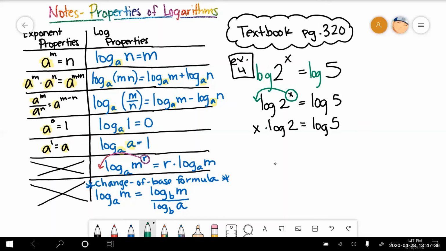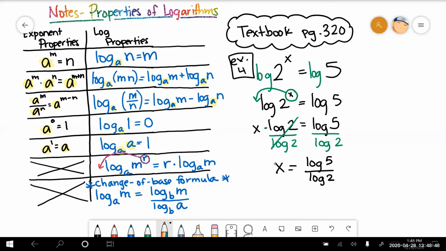Hopefully you're seeing that the inverse of multiplication is division. So I'm going to go ahead and divide both sides by log 2. At this point, you could plug log 2 into your calculator, but oftentimes when you plug in logarithms to your calculator, it starts to produce these really long, crazy looking decimals. So our goal right now is going to be to get it as simple as possible and then drop it into our calculator. Okay, so continuing on, I've got x equals log 5 over log 2.